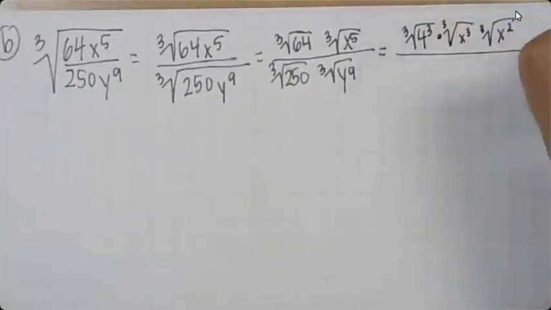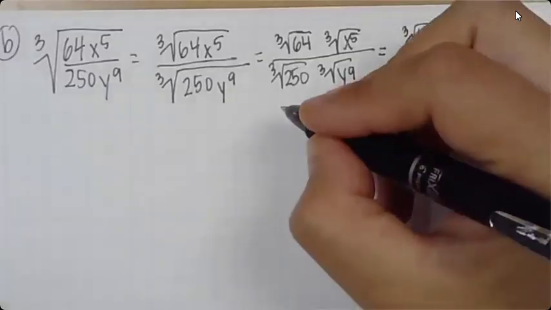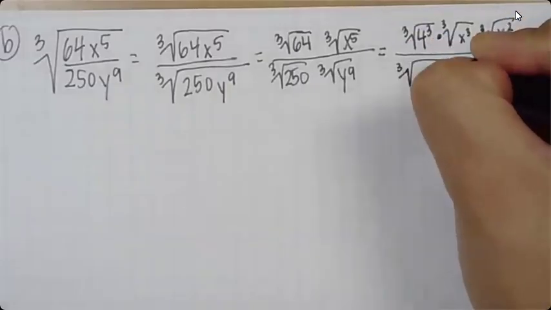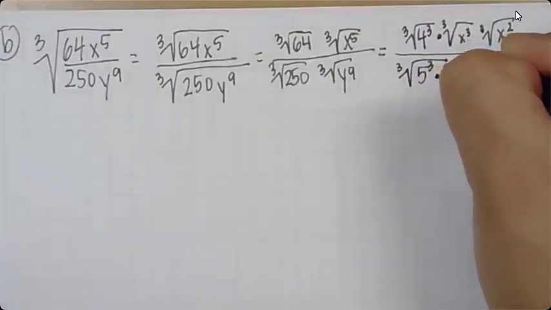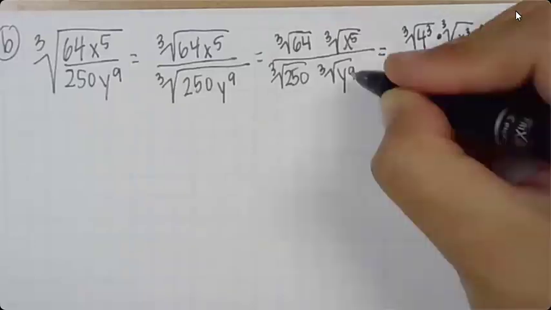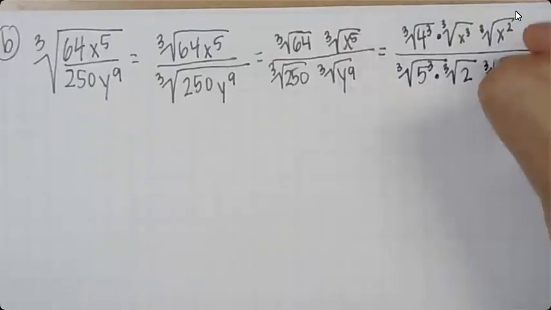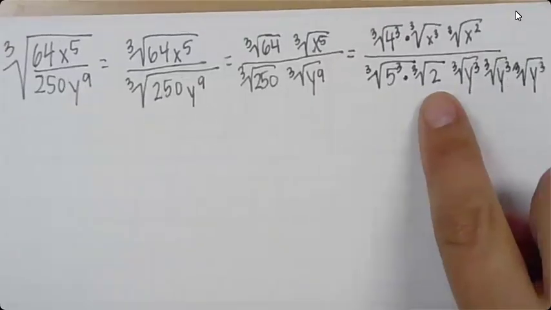Now at the bottom, I'm gonna do the same thing. 250 can be split up into 5 cubed times 2. And I'm gonna split up this y to the 9 three times, because that's how many perfect cubes are in that 9. Because y cubed times y cubed times y cubed is y to the 9th.